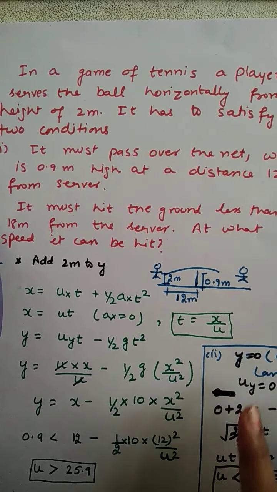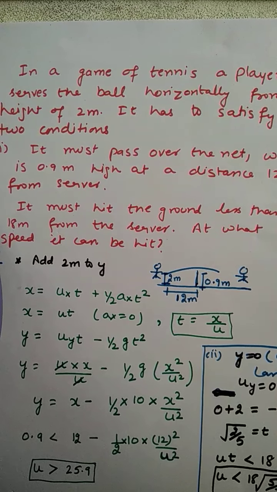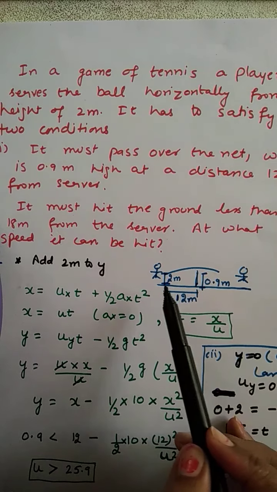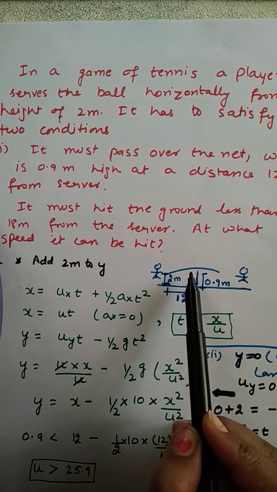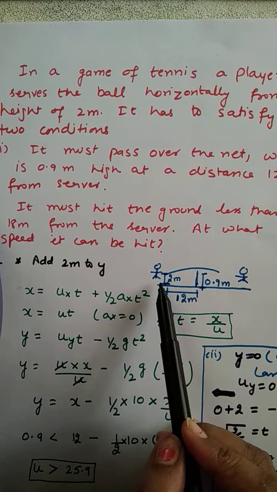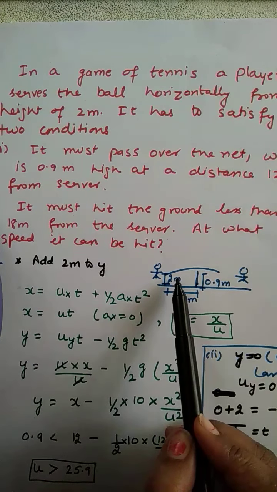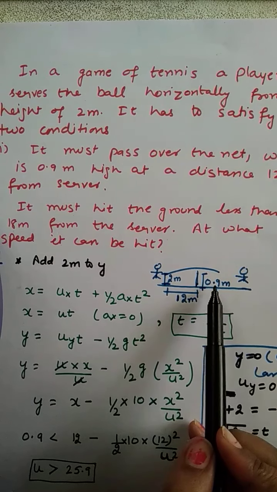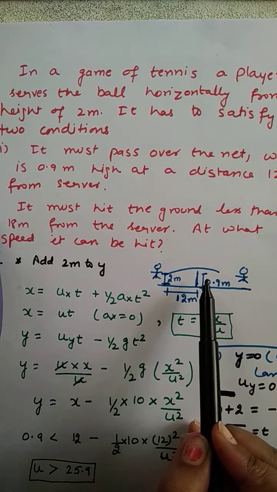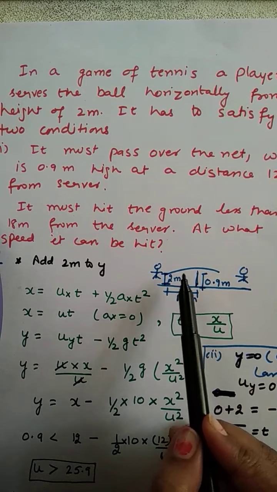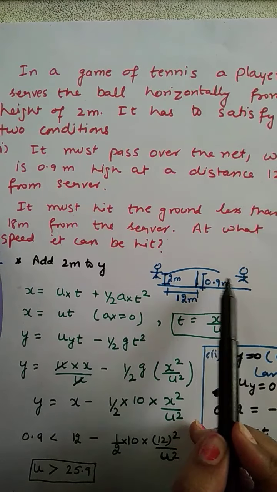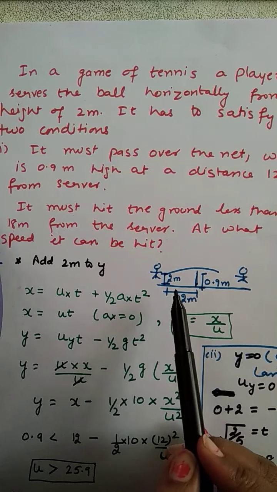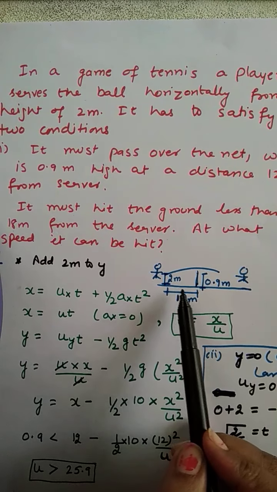The last numerical is the application of parabolic path in day-to-day life. Two people are playing the game of tennis. This guy is serving the ball horizontally, but from a height of 2 meters. This is the net. The net is 0.9 meter high. We know that when we serve the ball, it has to cross the net smoothly. It should not touch the net, right? And the net is at a 12 meter distance.